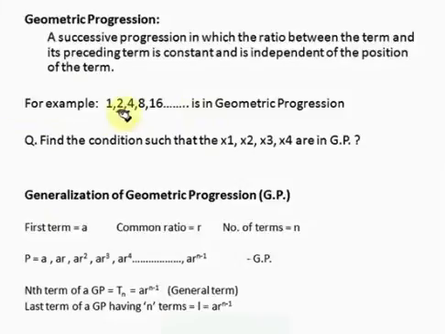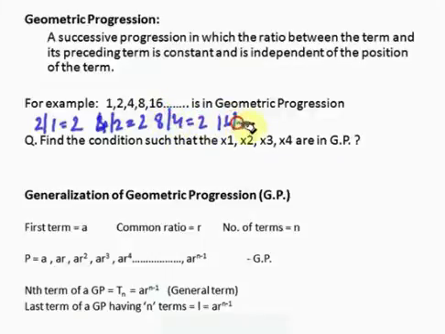How? If we take the ratio of the second term to the first term, that is 2 upon 1, it is equal to 2. If we take the ratio of the third term to the second term, 4 upon 2 is equal to 2. The ratio of the fourth term to the third term, 8 upon 4 is equal to 2. 16 upon 8 is equal to 2. So the ratio between the term and its preceding term is always constant.